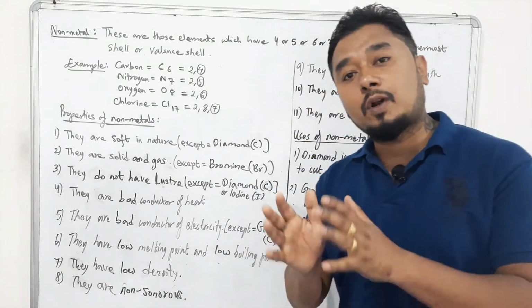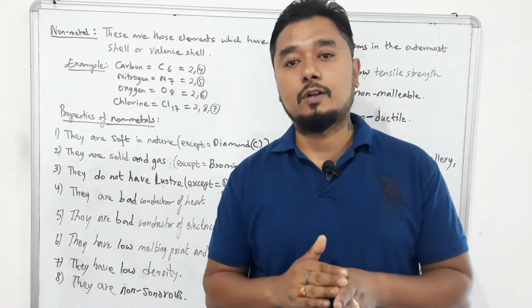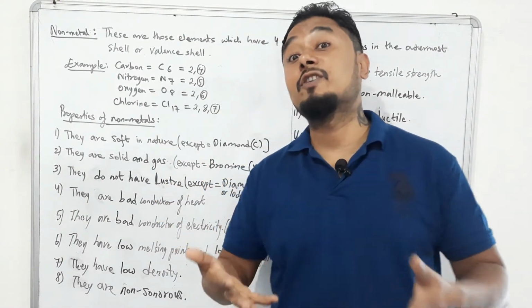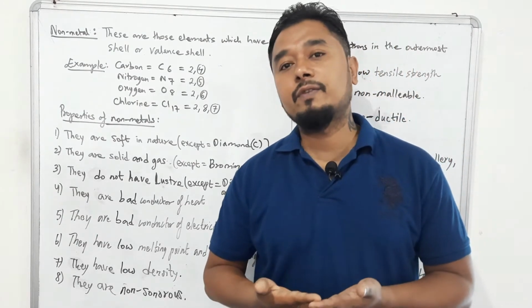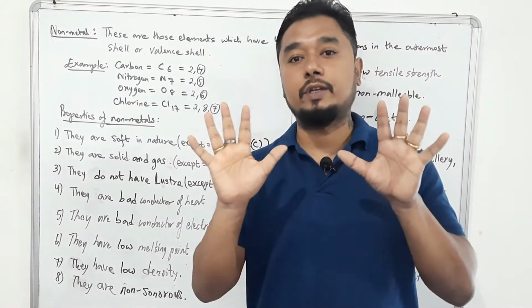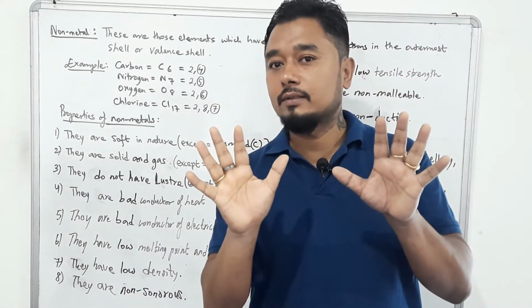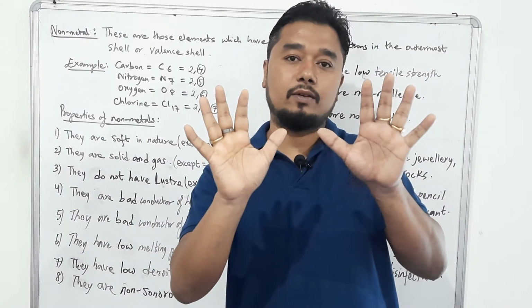So if you know the properties of metal, you just make them opposite, and they become the properties of non-metal, and these properties can be given as the difference between them. Suppose I ask you for 5 marks the difference between metal and non-metal, what you can give is 5 differences, any 5 out of these 11. Okay, so I'll go through it with you all. 5 marks, 5 differences between metal and non-metal.